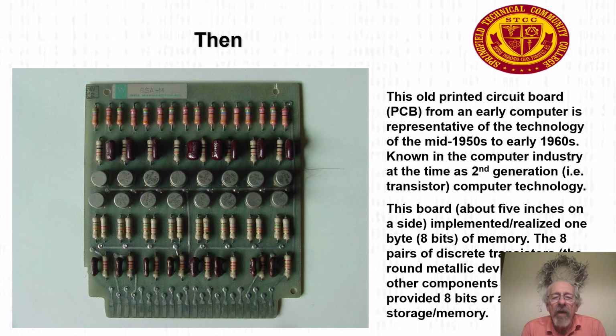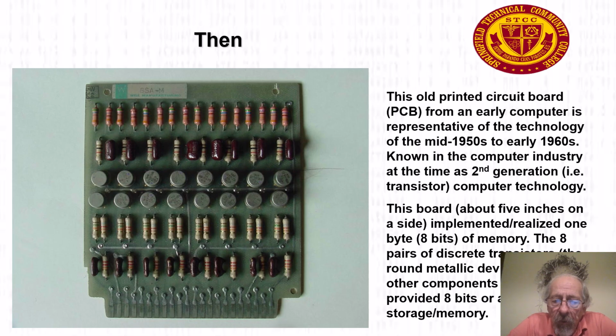So this slide is entitled Then. What you see here is a picture. This old printed circuit board, or PCB, from an early computer is representative of the technology of the mid-1950s to early 1960s. Known in the computer industry at the time as the second generation, that is transistor computer technology. The first generation obviously was vacuum tubes.